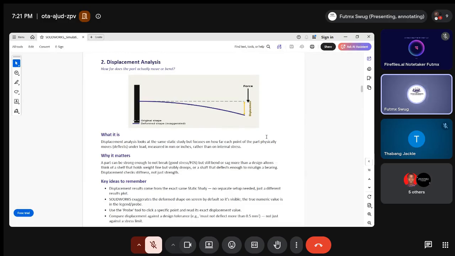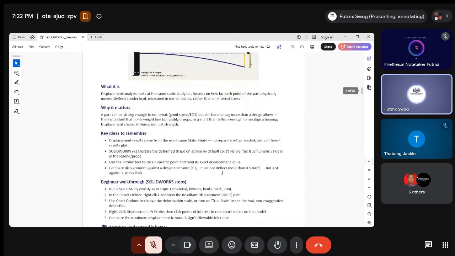These are just to make sure that they over design this thing to fit the worst case scenario. So that's for displacement analysis. The key ideas you need to understand about displacement analysis: your displacement results come from the same static studies that you do. It's not like you create another study.